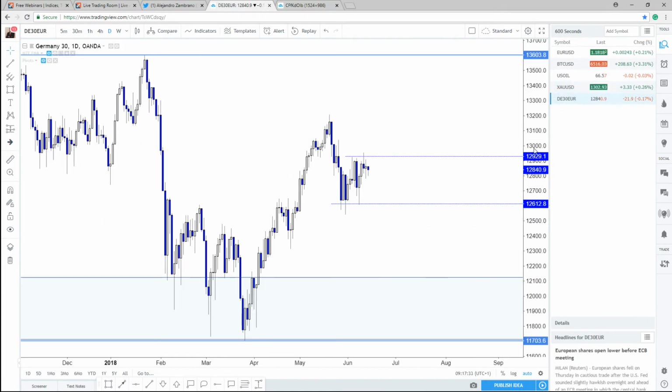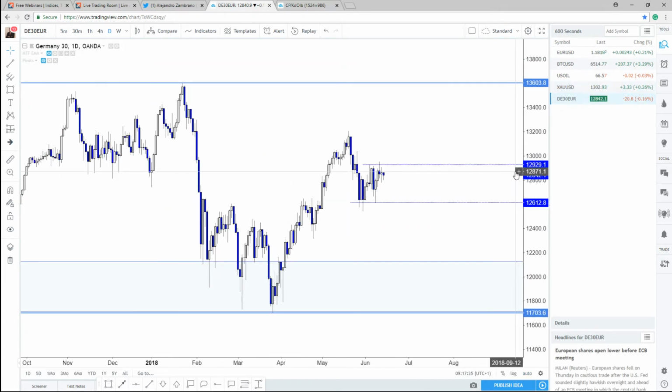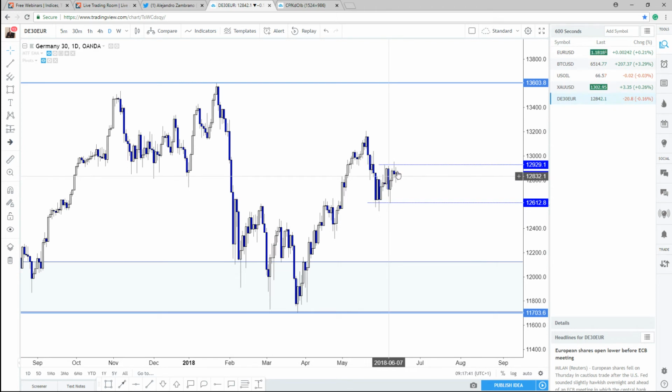Here's the DAX 30. And the DAX 30 is just being very problematic. The market is trading sideways between these 2 levels, and I wouldn't really get involved.